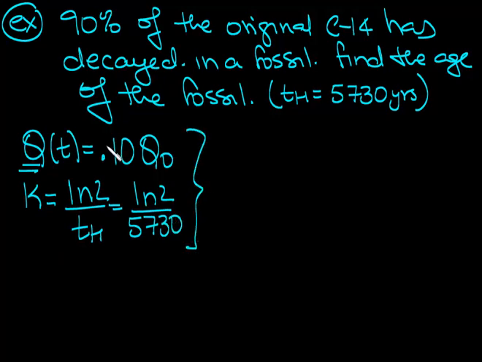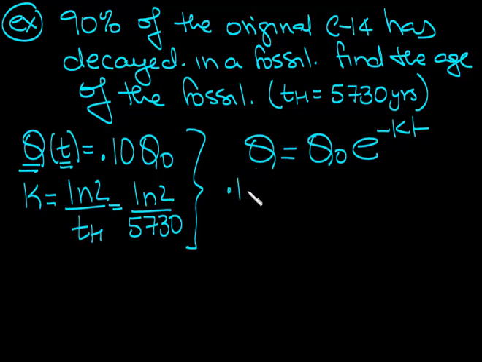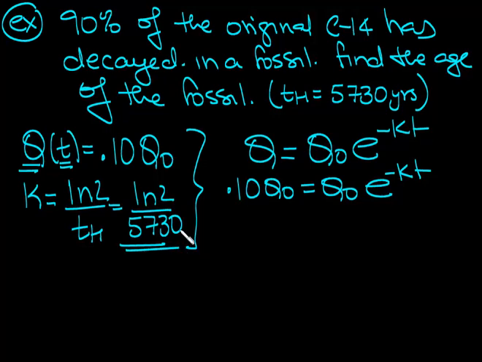They want you to find how old the fossil is. Okay, so you're looking for T. If you measure the amount of carbon today, you want to know how far back you have to go. So Q is equal to Q naught e to the negative KT. Q is 0.10 Q naught, which is equal to Q naught e to the minus KT. We don't know Q naught, so we'll just leave them alone. I do know K, but I'll plug that in later.